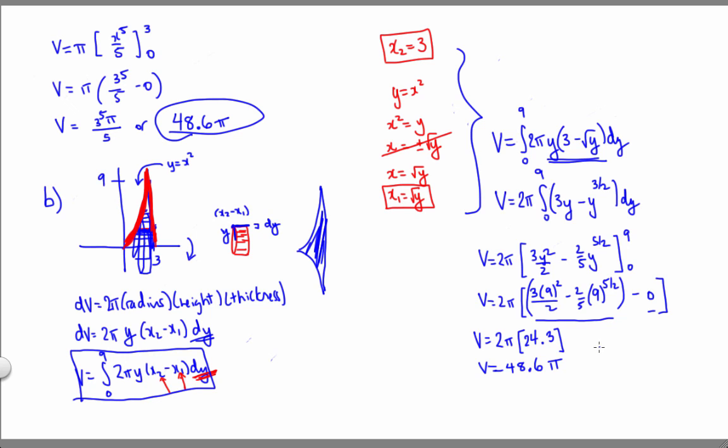And in this particular problem, I would say the disk method was a lot easier. But depending on the problem, sometimes the disk method is easier, sometimes the shell method's easier. So we really want to be comfortable with both methods.